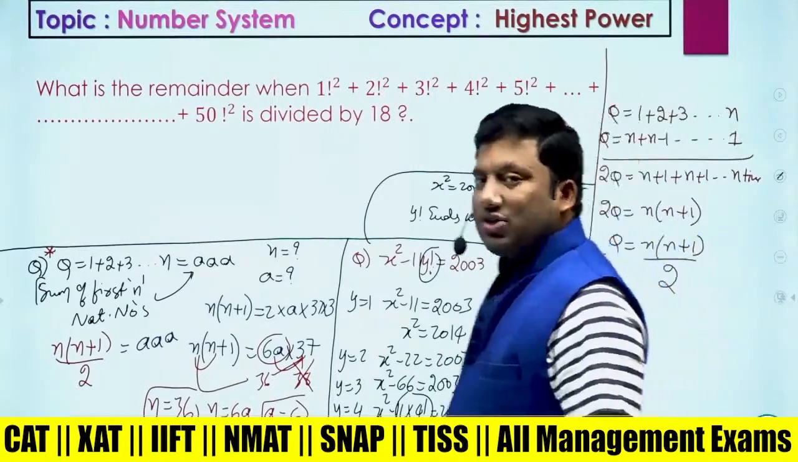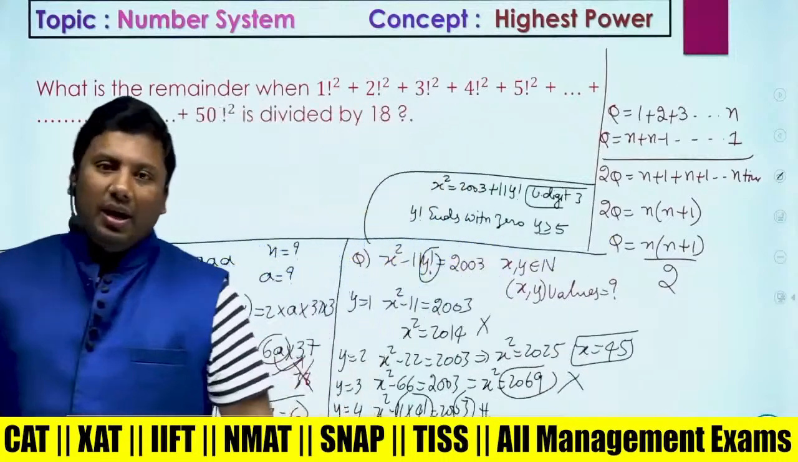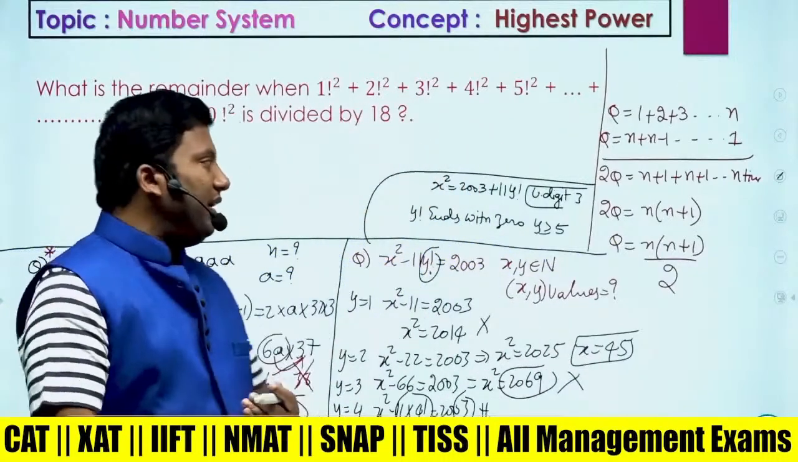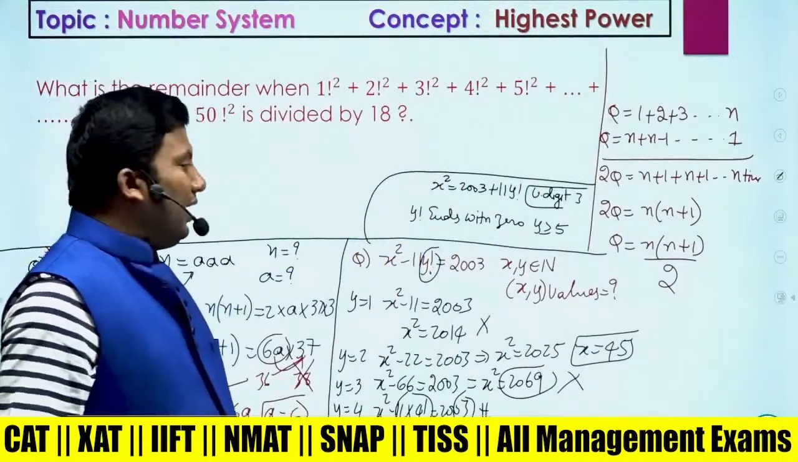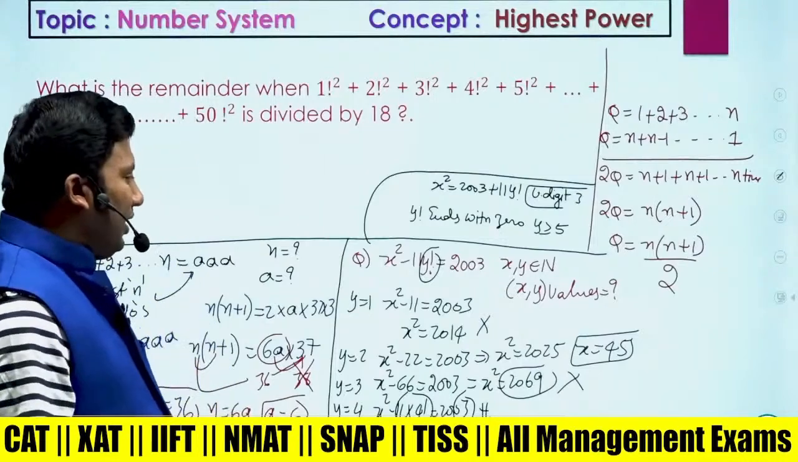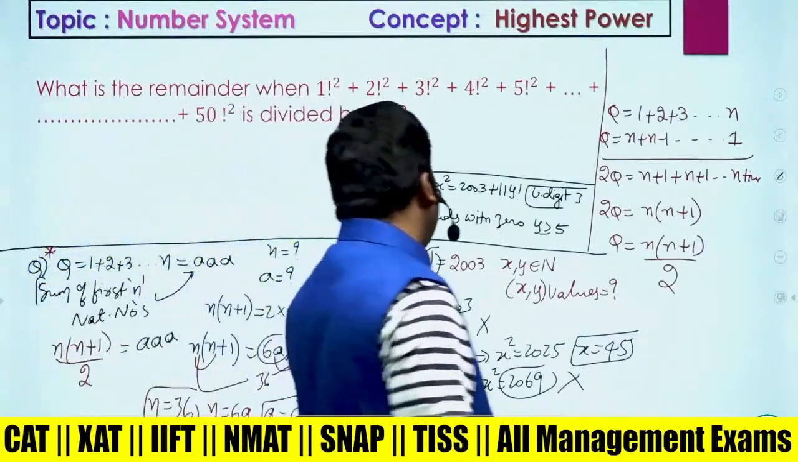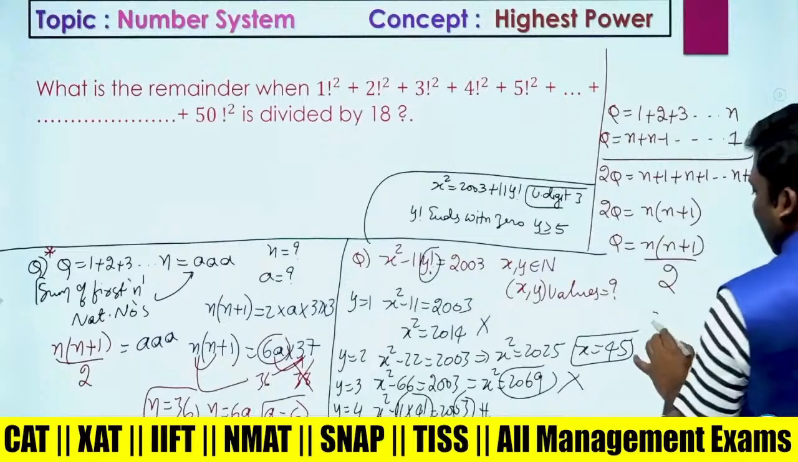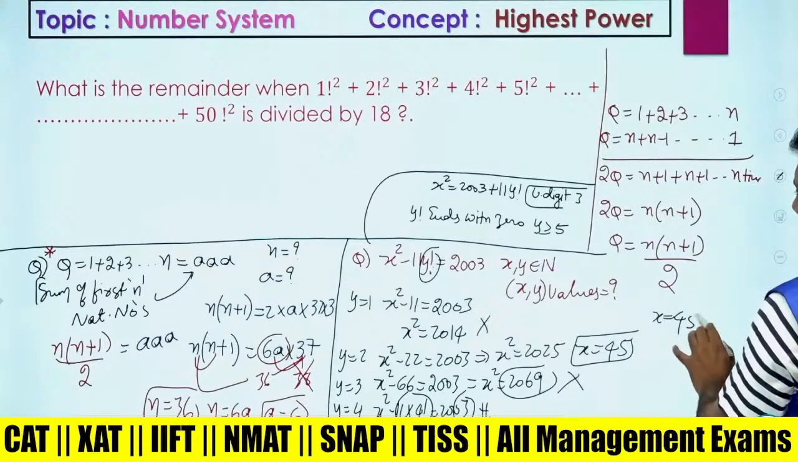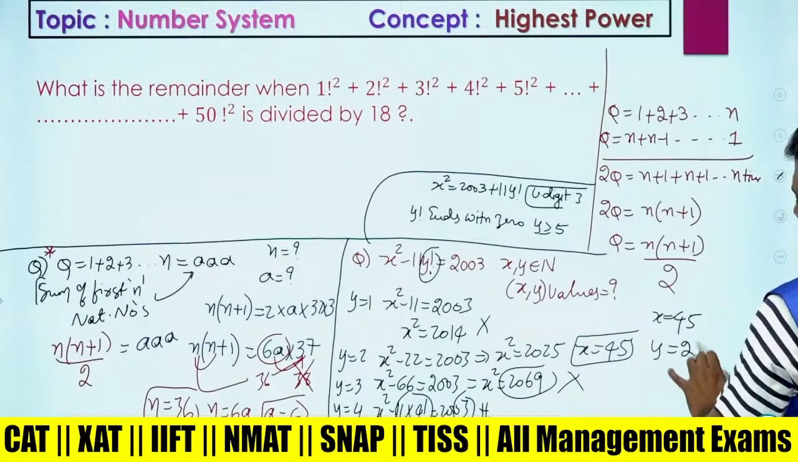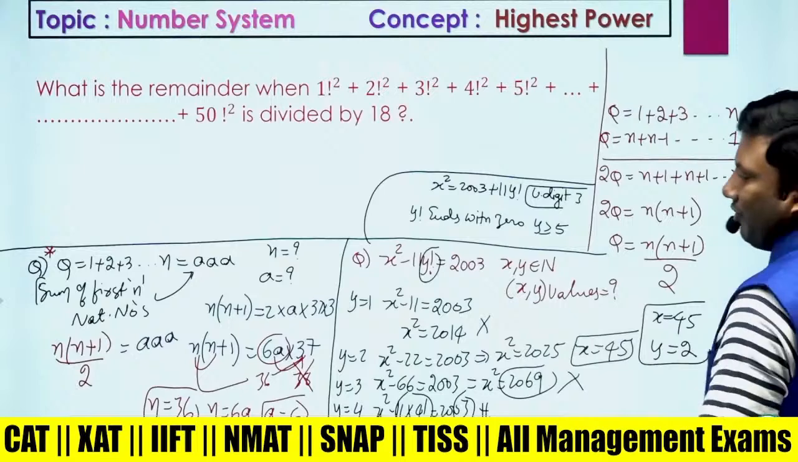Can a perfect square have unit digit 3? A perfect square will not have unit digit 3. So that can be eliminated. So how many values did we get? We got one value. X is 45 and y is 2.